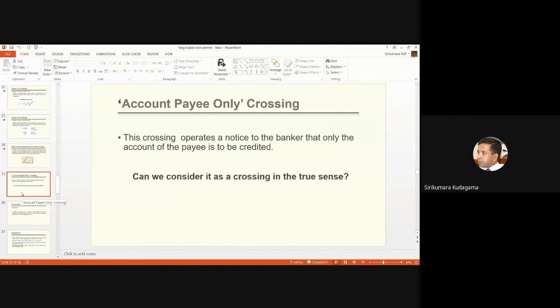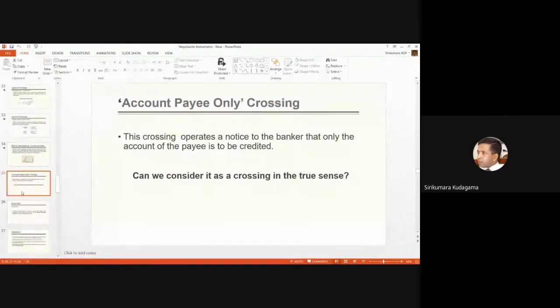No. The Bills of Exchange Ordinance does not make any reference to account payee only crossing. But if you look at the statutory laws of the UK, later on they have recognized account payee crossing. Account payee only crossing has been recognized in British statutory law, whereas in Sri Lanka it is only in the banking practice but not in the statutory law.